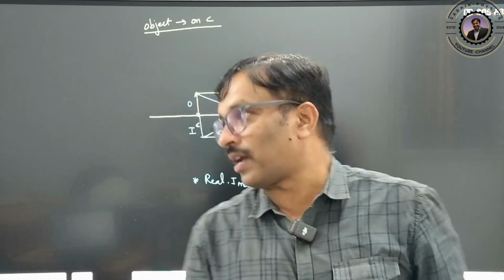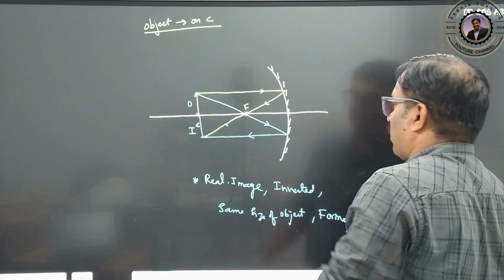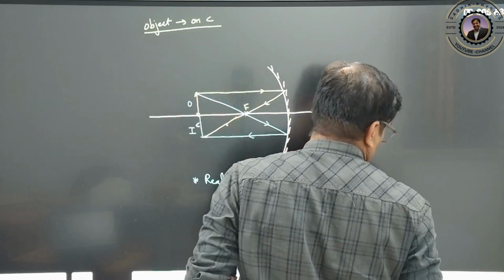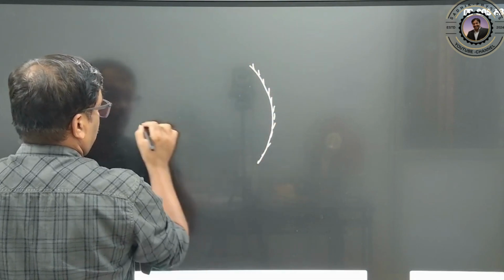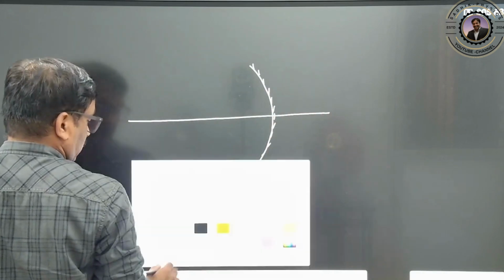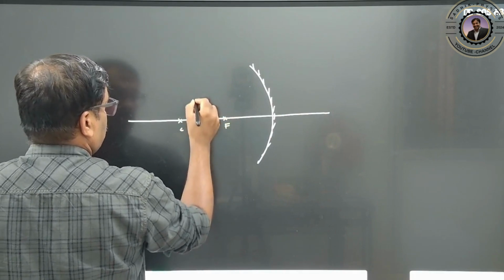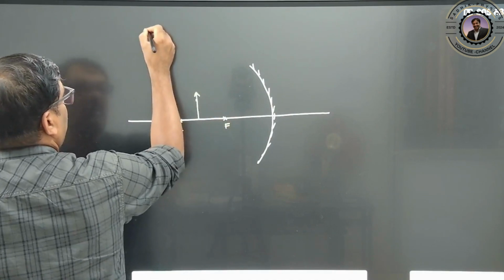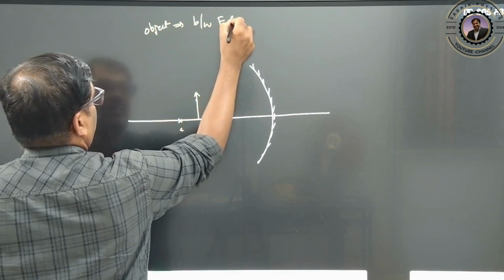Clear? One more ray diagram. Now what will we do? Till now we discussed infinity, beyond C, and on C. Now in between. So what will happen? This is your principal axis, here this is your C and this is your F. If an object is kept in between F and C, where is the object now? The object is between F and C.